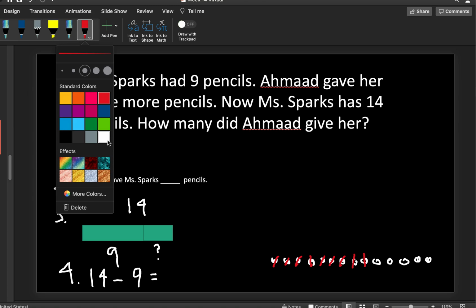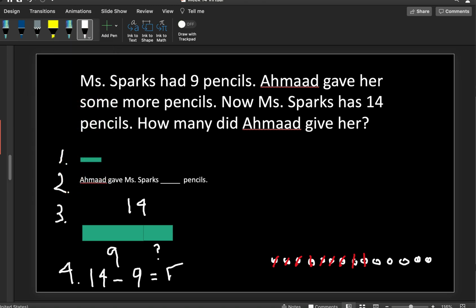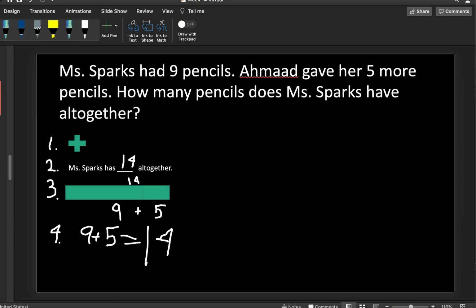Ooh, that number sounds very familiar. So our question mark right here is our 5 as we solved our problem. So Ahmad gave Miss Sparks 5 pencils. We started with our big number, all together, and then we knew that I only had 9, and then we had to figure out what he gave me. So if we look at our fact family right here, it's the same thing that we use. So we have our fact family again.